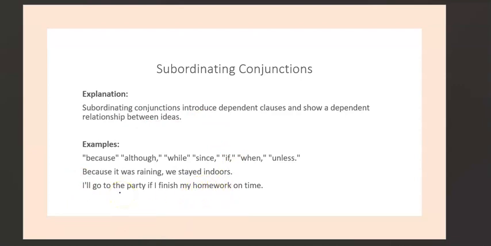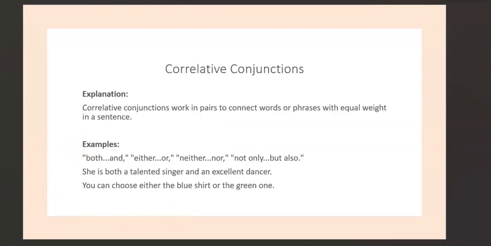Okay, so examples: we have because, although, while, since, if, when, and unless. So these are the examples of the subordinating conjunctions. Then we have the correlative conjunctions.